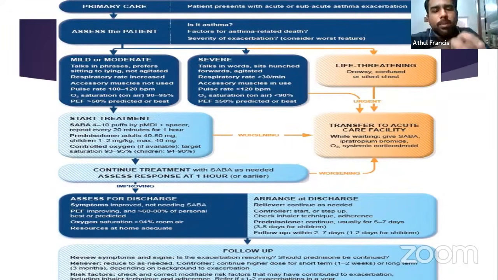Most of the patients will be moderate to severe. So in such cases, give a beta agonist, a SABA inhaler. If you have problems giving it with an inhaler, give it in a nebulizer. Give it every 20 minutes, back to back for 1 hour. After 1 hour, assess the patient.